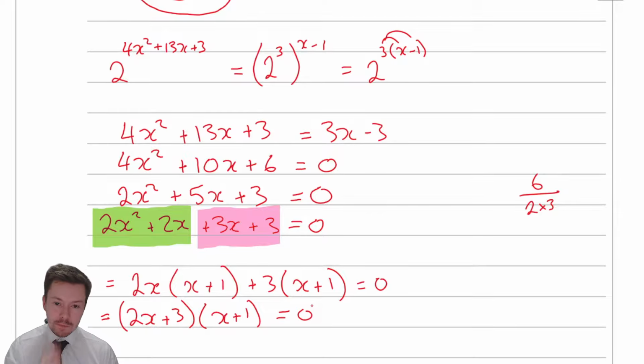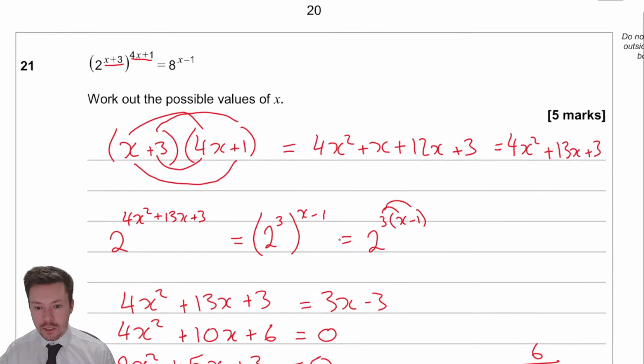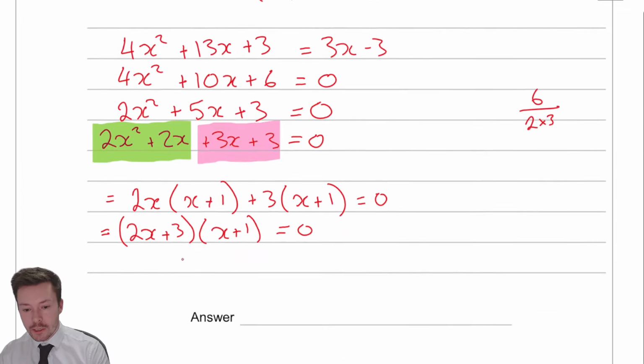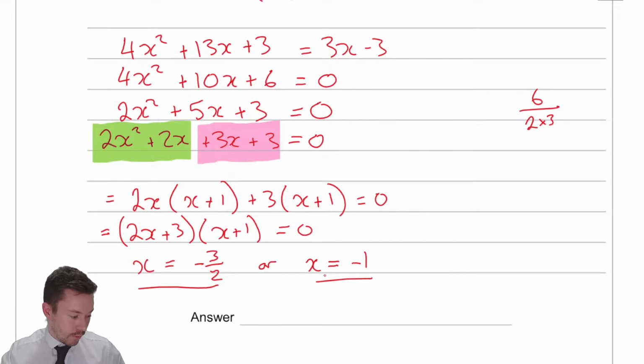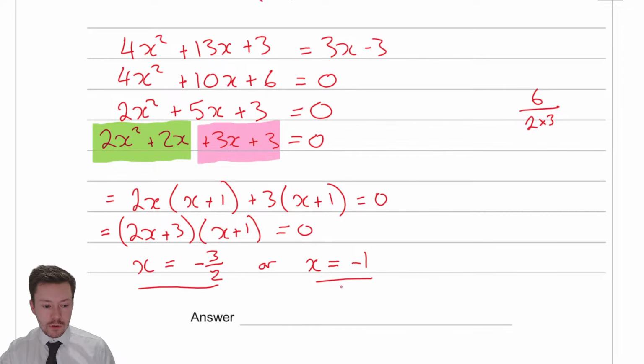So 2x plus 3, x plus 1 equals 0. Let's just check if this did say solve it. Possible values of x. So x is going to be minus 3 over 2, which is minus 1.5, or x is equal to minus 1. Okay, so they are our solutions. Okay, moving on to the next one then.